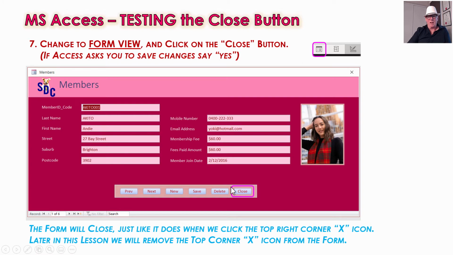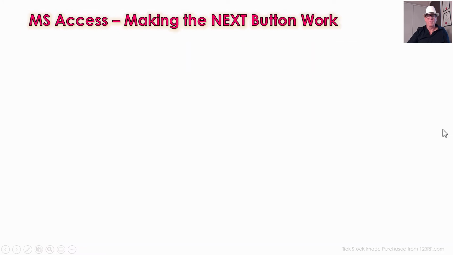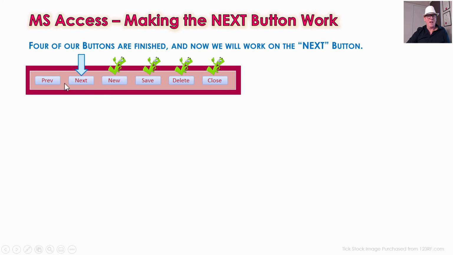Now, because we've built that close form, we want to build this little bank of buttons here so they can do everything in their little button bank and they don't have to jump all around Access and find different things. So that X, we're going to get rid of that, and we're going to get rid of this little menu maker up here as well, okay? But we're doing that a little bit later on in the lesson. Now we need to get to the next and previous buttons.